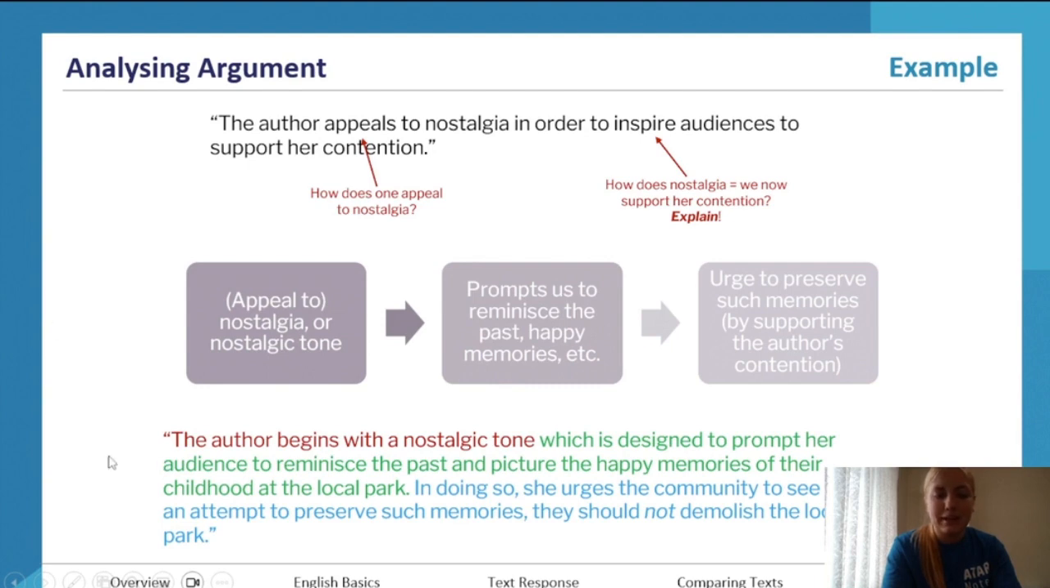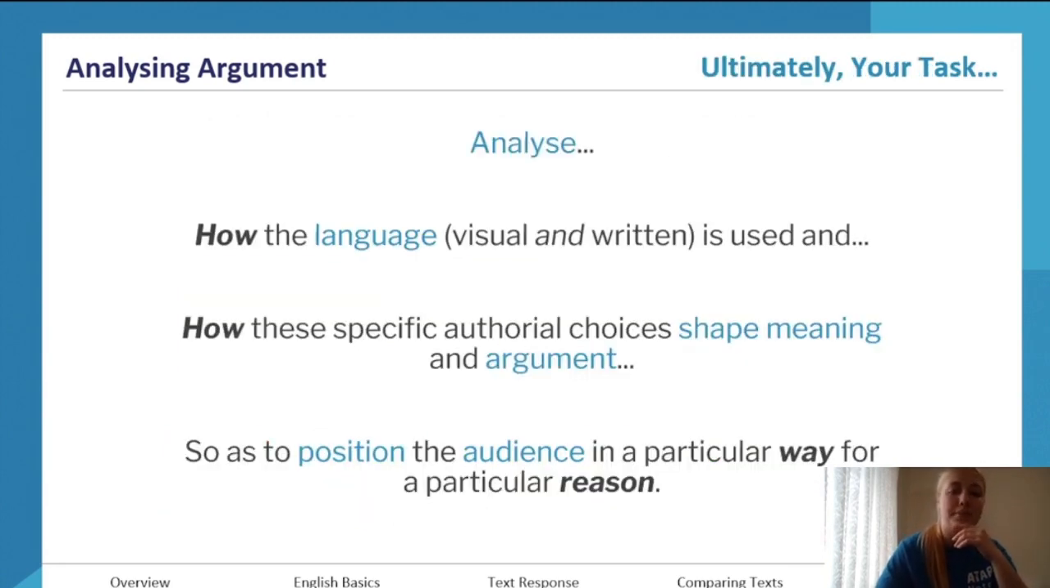So, an analysis of that looks like this. The author begins with a nostalgic tone, and we would introduce a quote here, but this is obviously fictional, which is designed to prompt our audience to reminisce the past and picture the happy memories of their childhood at the local park. Nice and specific. That's the intended effect analysis. And in doing so, this is the why, she urges the community to see that in an attempt to preserve such memories, they should not demolish the local park, so that they can preserve those happy memories.